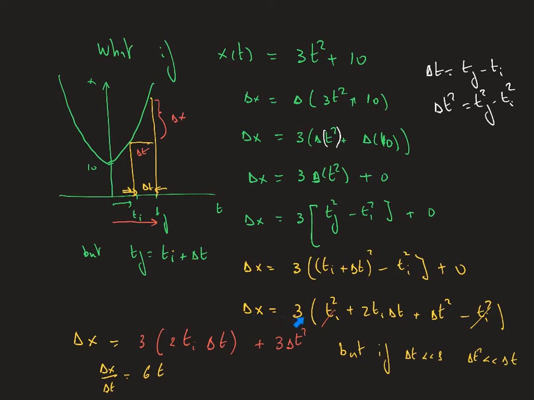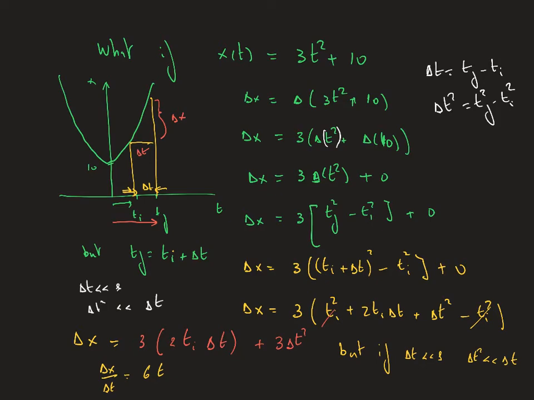So delta x will be, if I develop this and I take this one, delta x will be 3 times 2 times t1, and t1 squared will go out. And this is the point. If I consider a delta t very, very small, meaning if delta t is very, very small, delta t squared is very, very small compared to delta t.